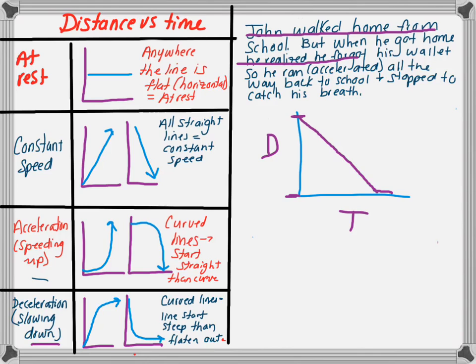So he ran all the way back to school. Running, that's your acceleration over here. He got it, and then he stopped to catch his breath. This is another stop. So if I was to label that, I would have 1, 2, 3, 4. Right here, walking home. Right here, he's realizing he forgot his wallet. Right here, he's accelerating, and right here, he stopped.